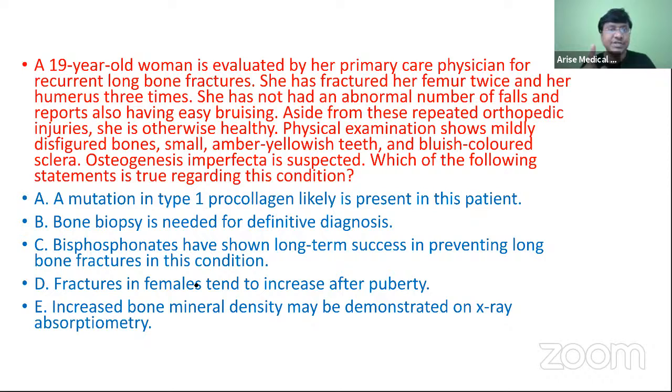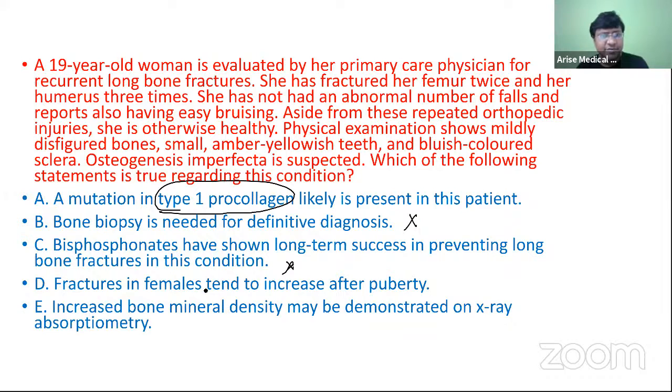By your family history, autosomal dominant type of inheritance, and by your genetic analysis, that is type 1 procollagen. Bone biopsy will not give you a definitive diagnosis. And there is no specific treatment for osteogenesis imperfecta. Have bisphosphonates shown long-term success? No. Long term, the importance of bisphosphonates is completely questionable.